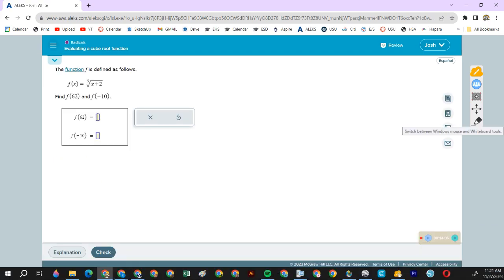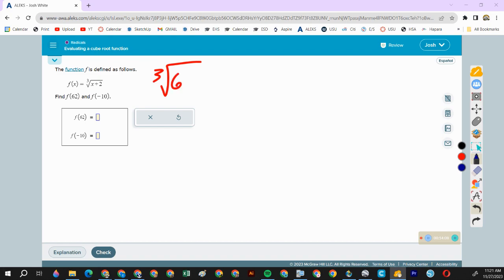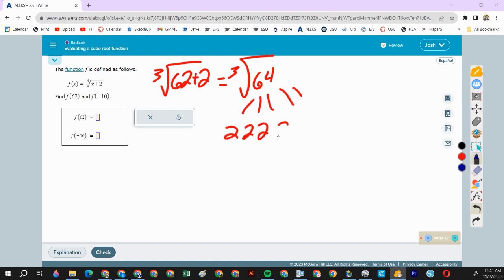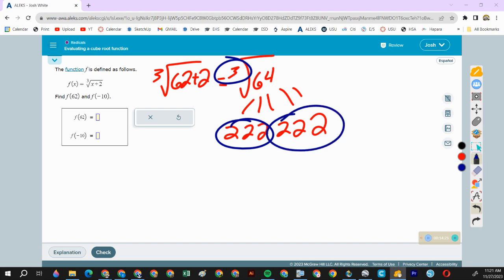All right, here we're just going to plug in numbers. So the cubed root of 62 plus 2 is the cubed root of 64. So I break that down and I get 2, 2, 2, 2, 2, 2. I'm looking for sets of 3. I have 2 sets of 3. So I can bring 1 out for each of those. And I get 4 with nothing left on the inside.